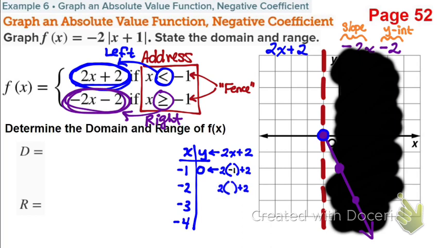Next thing I substitute in for x. What'd you tell me? -2. What's -2 times 2? -4. What's -4 plus 2? -2. Stick with me. So I have a point at -2, -2 right here. What's the next thing we said we're going to substitute in? -3. What's 2 times -3? -6. Plus 2? -4. So I need an ordered pair at -3, -4 right here.